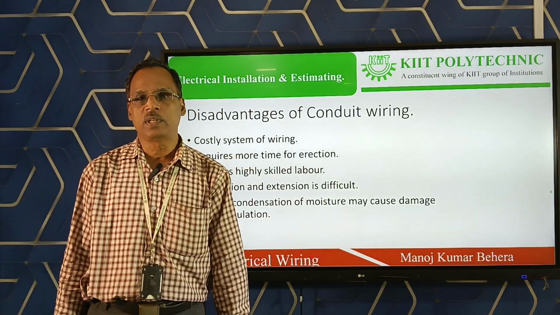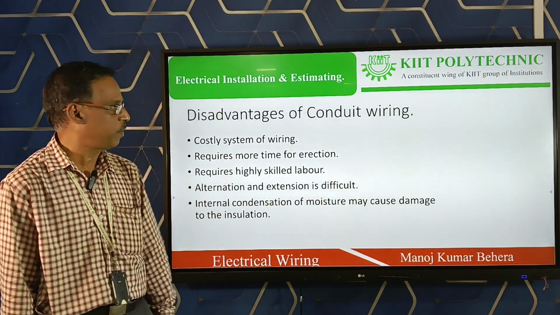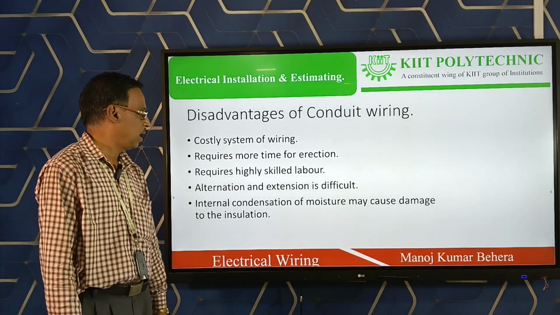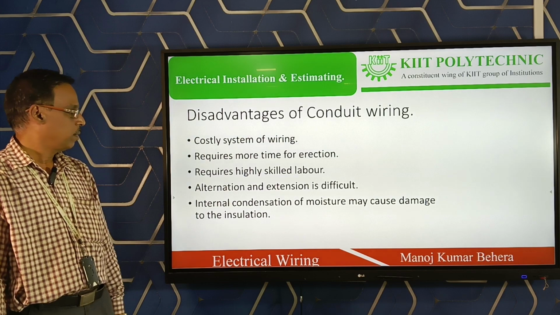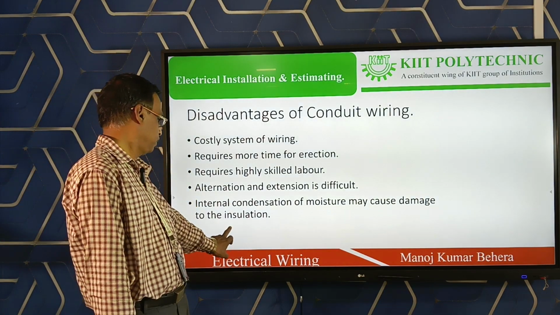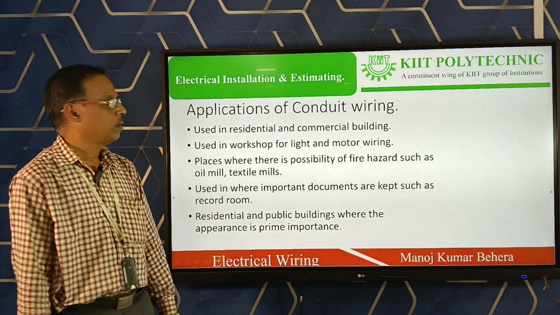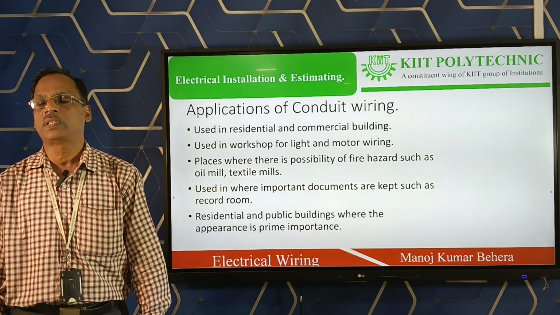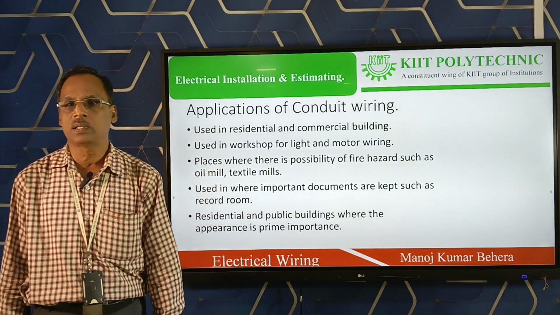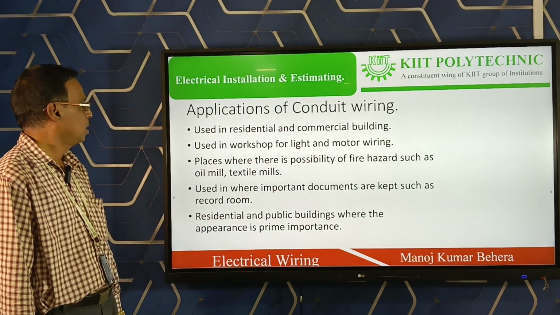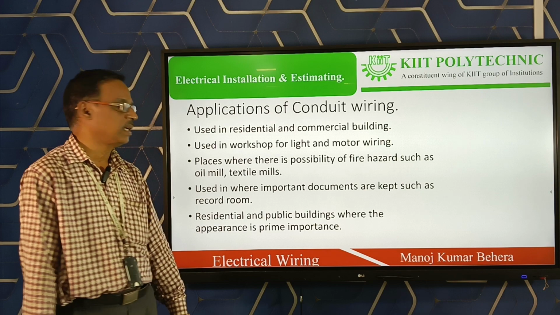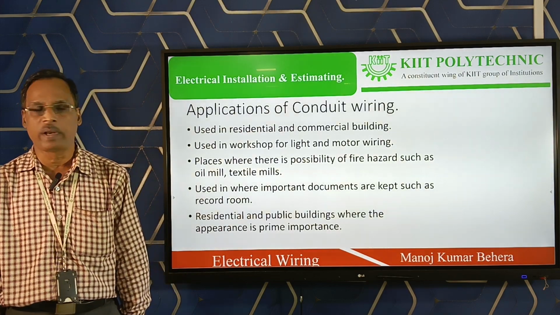What are the disadvantages of this type of wiring? The disadvantage of this type of wiring is that it is costly. It requires very skilled labor, and alteration and extension are difficult in this type of wiring. Generally, we use PVC wires. PVC stands for polyvinyl chloride, which is used nowadays for this type of wiring. So generally residential buildings use this type of wiring.